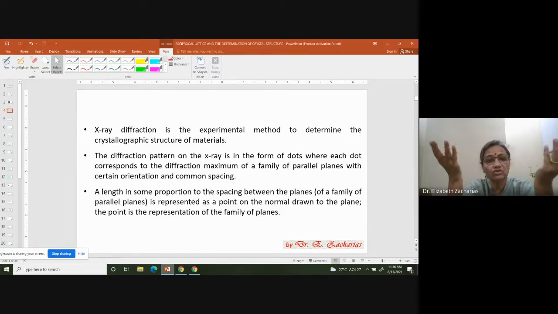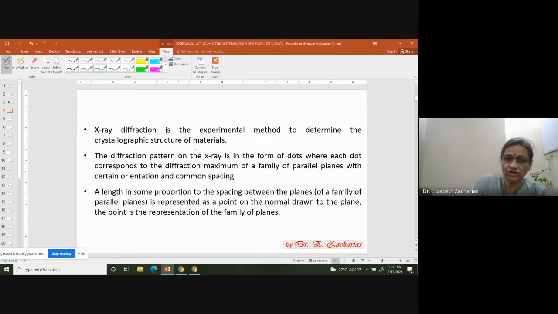And where are these dots coming from? Each dot there corresponds to the diffraction maxima of a family. So you saw a lot of dots there. Please remember those dots are not coming from the same family. Each dot, this is important, each dot corresponds to the diffraction maxima of a family of parallel planes with a given orientation and common spacing.